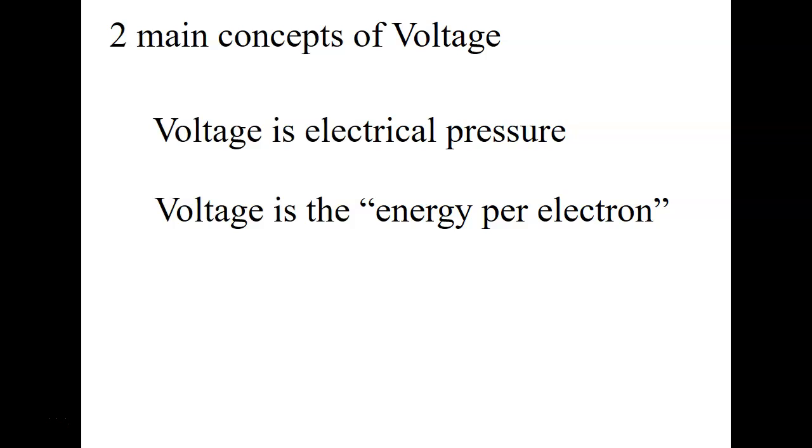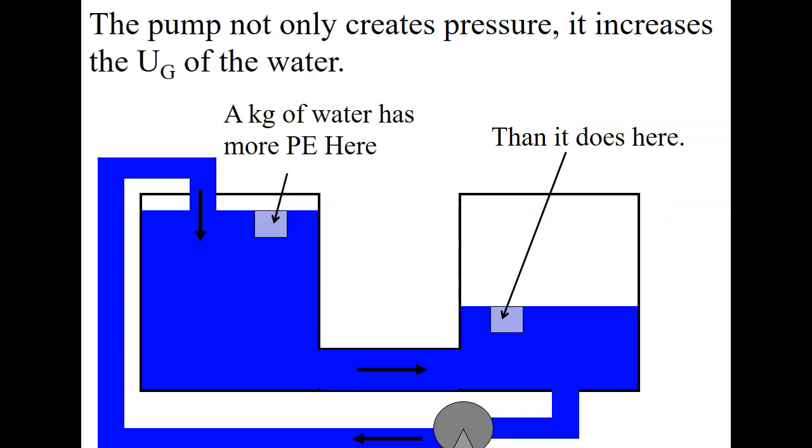So the two main ideas of voltage are it's the electrical pressure and it's also the energy, quote unquote, per electron. Really, it's the joules per coulomb. Remember how we said a volt is also known as a joule per coulomb? We can think of it as how much energy the electrons have. As electrons lose voltage, they lose energy, and they dump that energy off at some device or something like that. So voltage is electrical pressure, and it's also the quote unquote energy per electron.